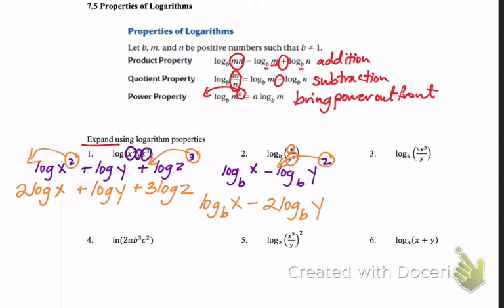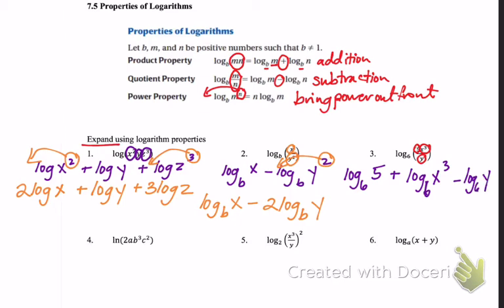Here I have a multiplication and division. So I have a 5, I have an x cubed, and I have a y. So I'm going to do the 5 times x cubed first. So I'm going to separate those two, and that will look like log base 6 of 5 plus log base 6 of x cubed. And then now that is all divided by y. So that looks like minus log base 6 of y.